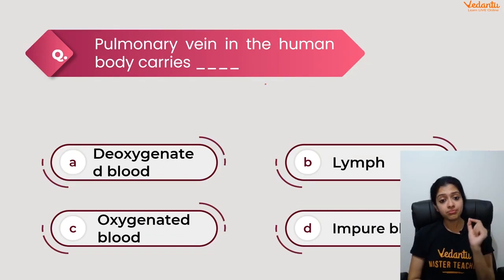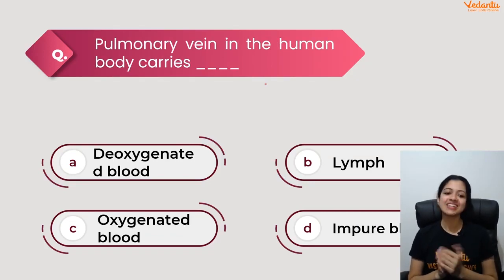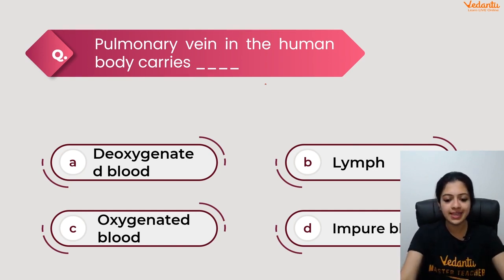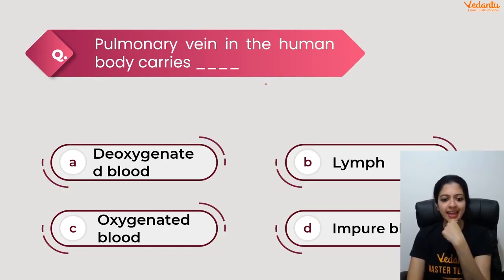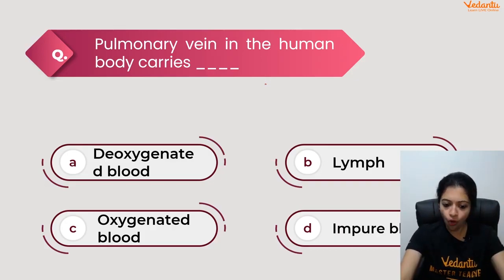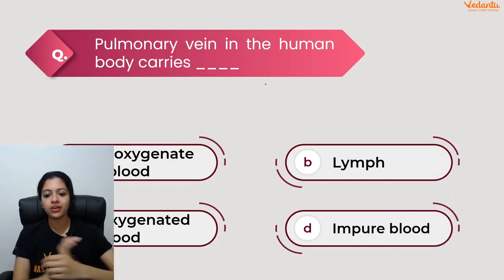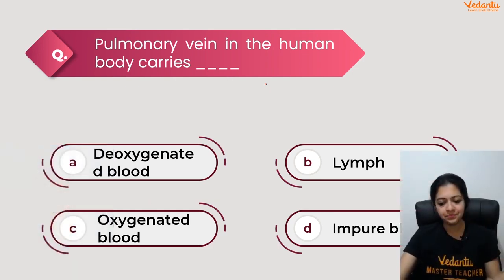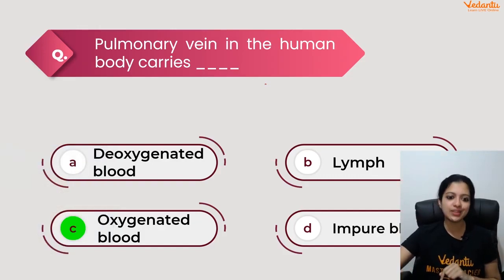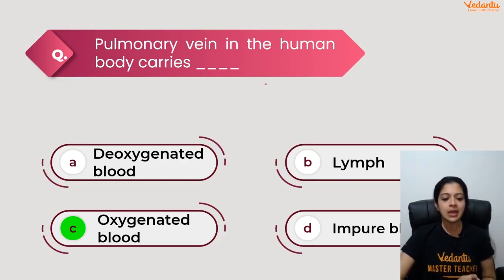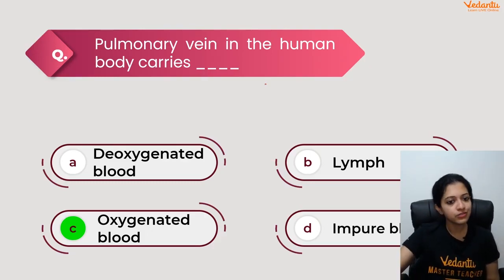Now the next one. Pulmonary vein in the human body, what does it carry? Deoxygenated blood, lymph, oxygenated blood, or impure blood? What would it be? Yes, read through all the 4 options, A and C, which you see right now. Or do you think it's going to be B or D? Okay. Your time is up. The answer is oxygenated blood. It's going to be the opposite of the pulmonary artery, right? Because it's coming back into your heart from the lungs.